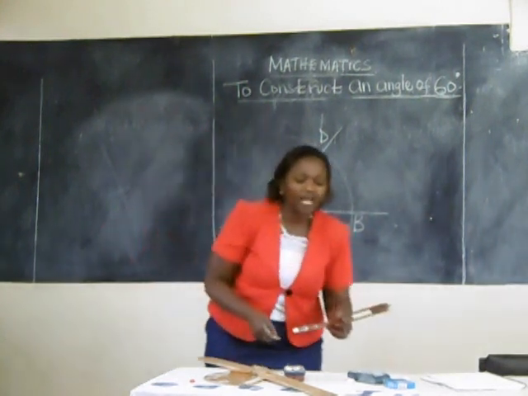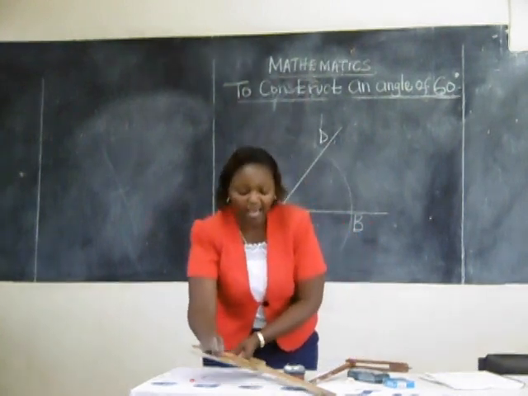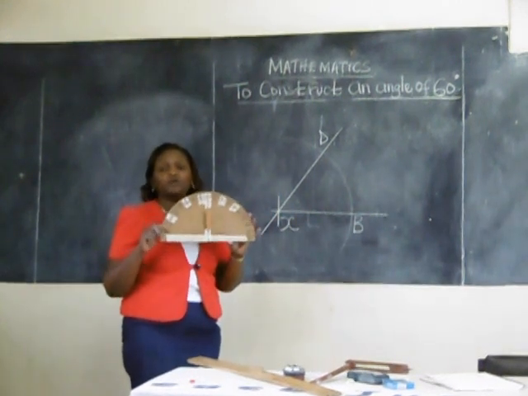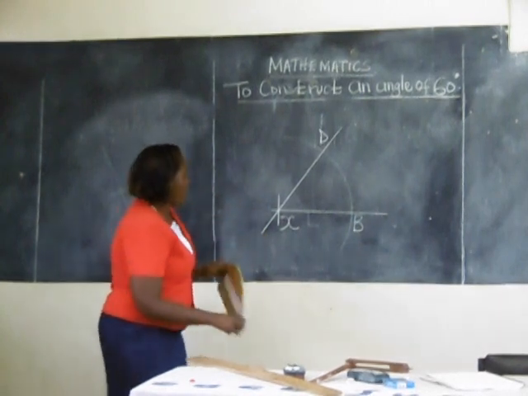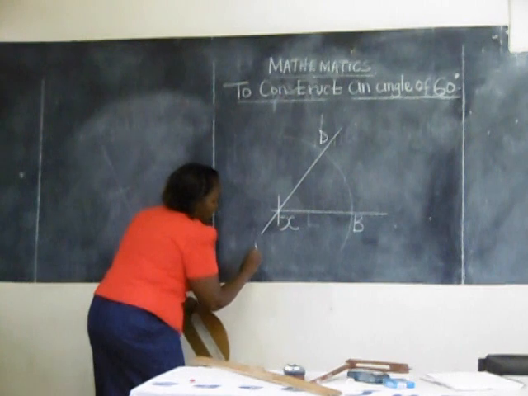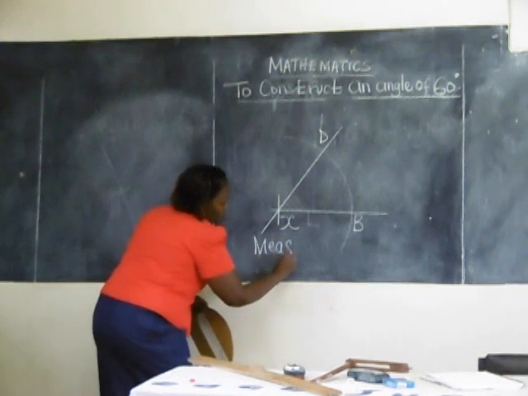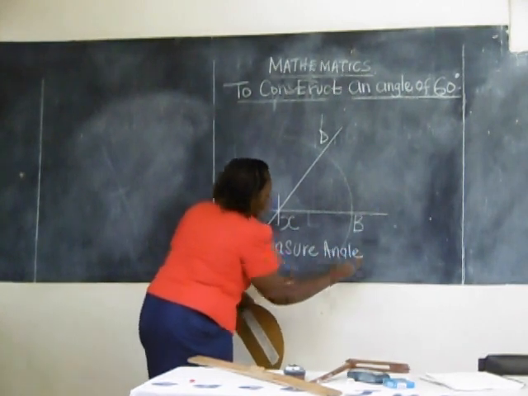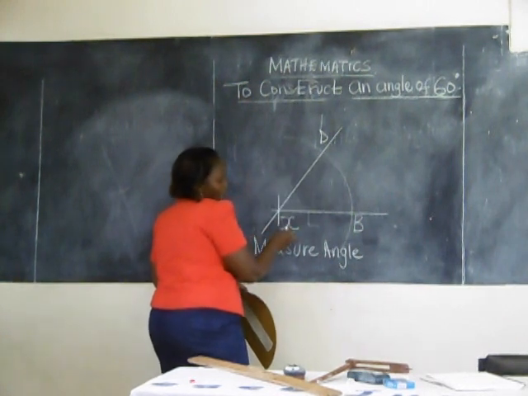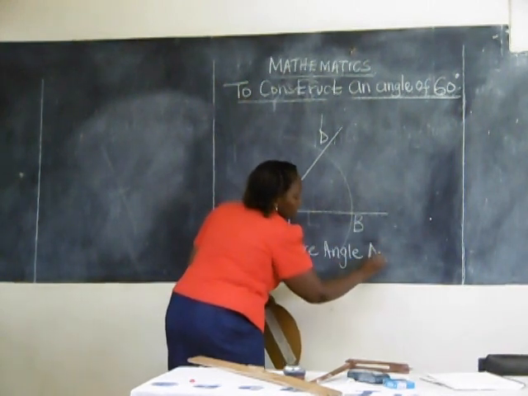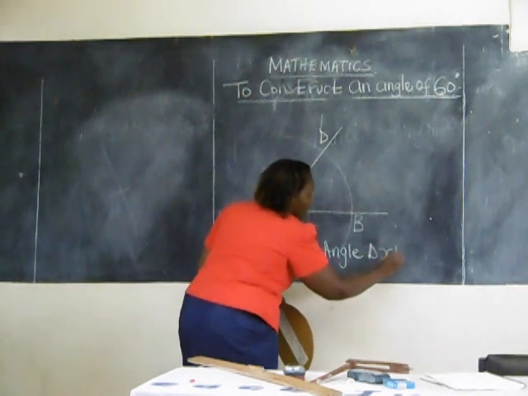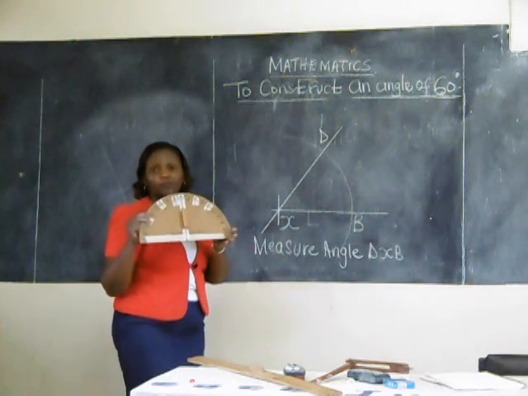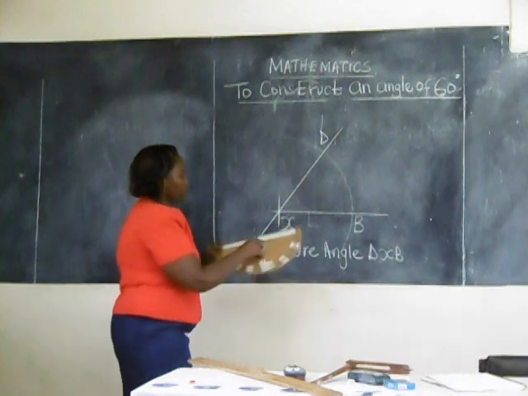Now take your protractor and measure angle DXB. Have you written that? Good. Take your protractor and measure that angle.